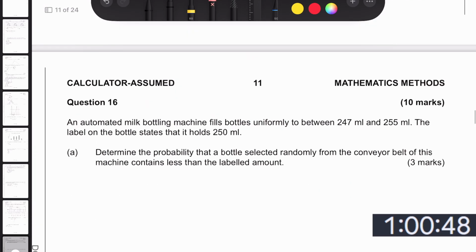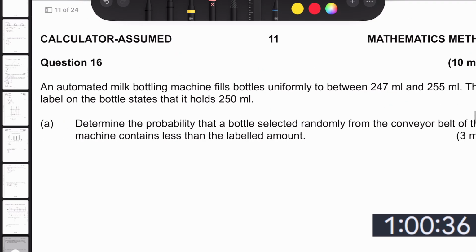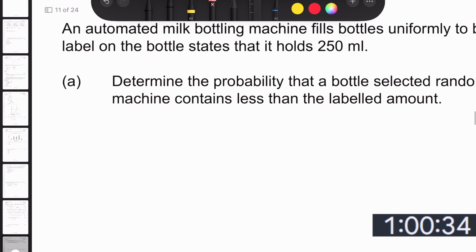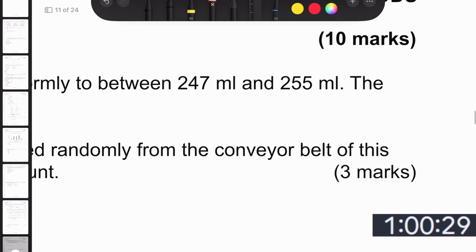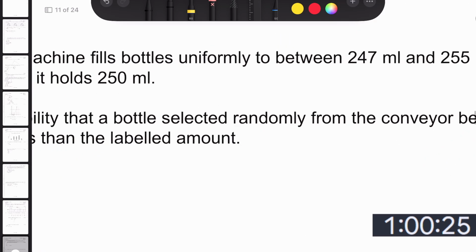Page 11. An automated milk bottling machine fills the bottles uniformly to between 247 and 255 milliliters. Calculate the probability that a bottle contains less than the labeled amount. Okay, so let's do a rough sketch. Now to get between 247 and 255.